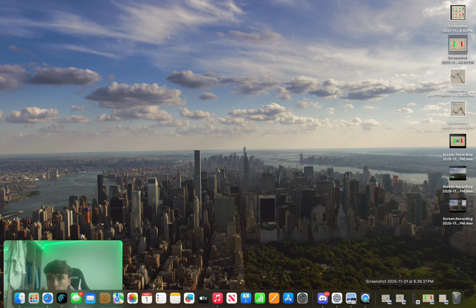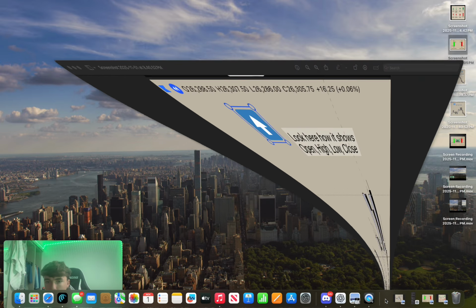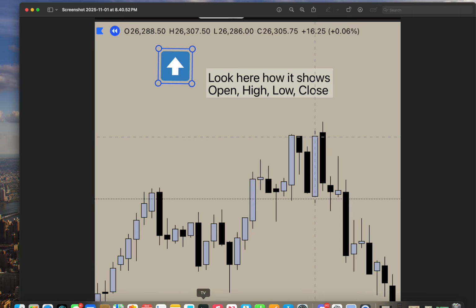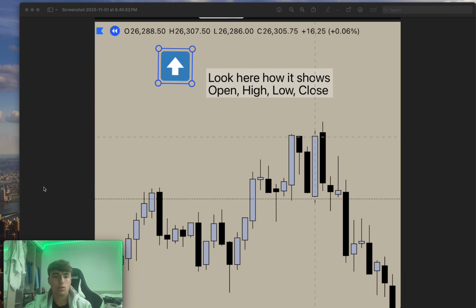The next picture I wanted to show was this one. Anyways, I need to get better at editing. So this candlestick right here is the one we were going to be looking at. It made a low, a high, and a close. And you can use these numbers on your chart to get even more precise with it.